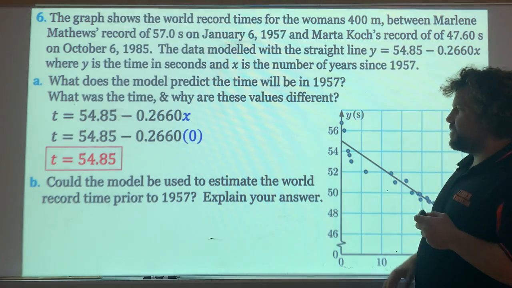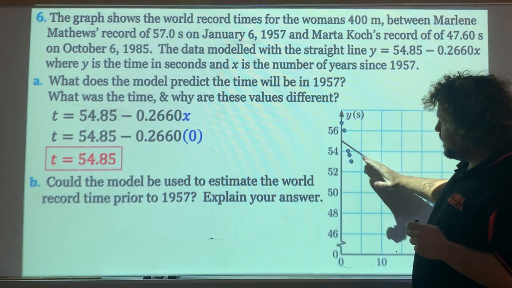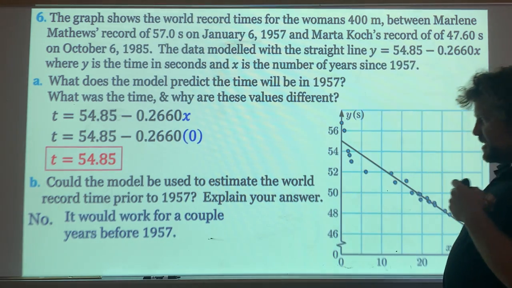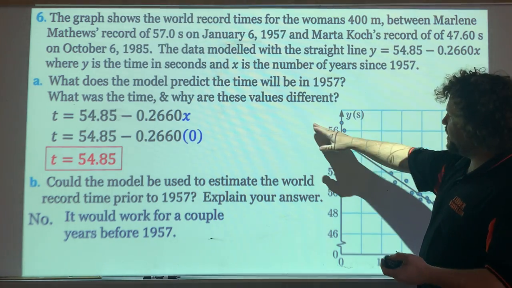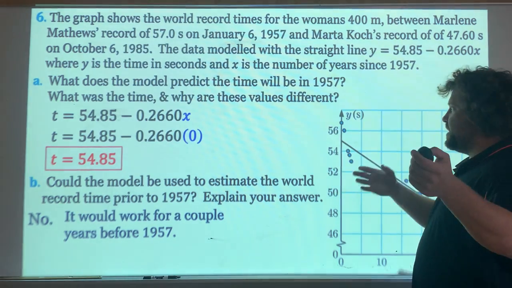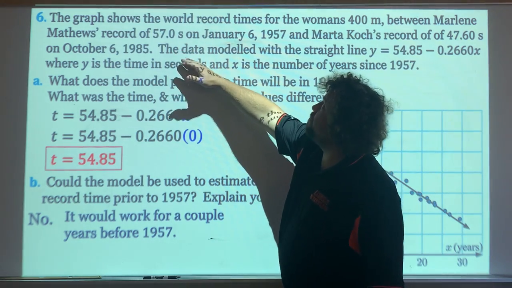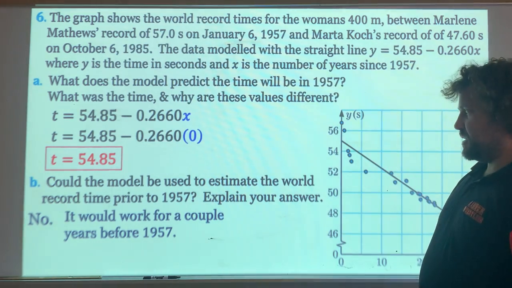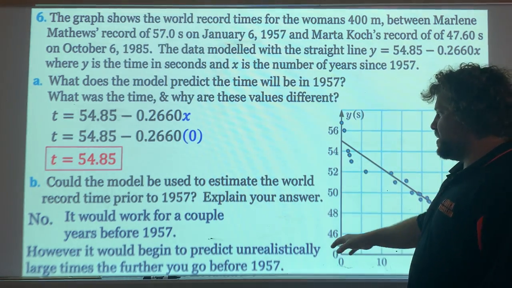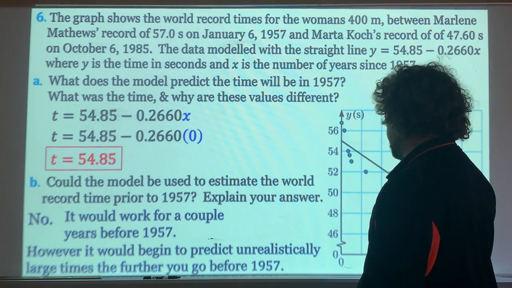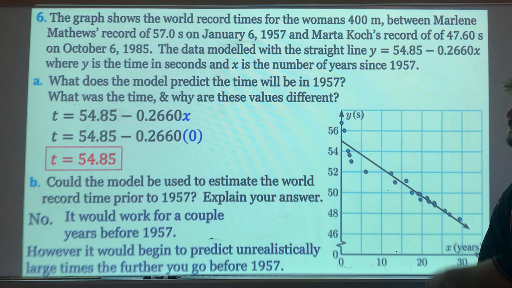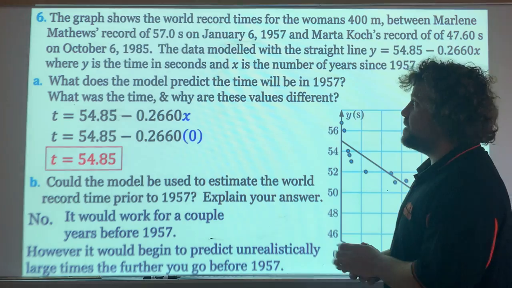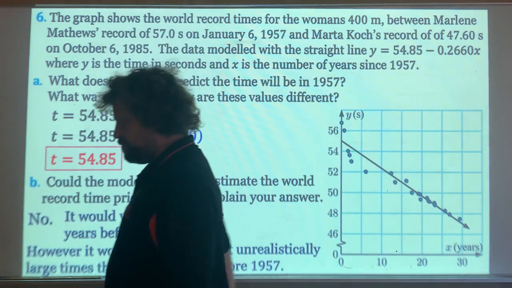Can we estimate the world record prior to 1957? Can we keep on going backwards? The answer is no. It would work maybe for a couple years before here, like up to here. But if you go to 1900, someone's running the 400 meter in 2 minutes, that doesn't make sense, because even some of you can do that. It would begin to predict unrealistically large times way before that. Also, if we try to predict in the future too far, no one's going to be running a 400 meter by themselves in 10 seconds. So you can't really go that far ahead either.